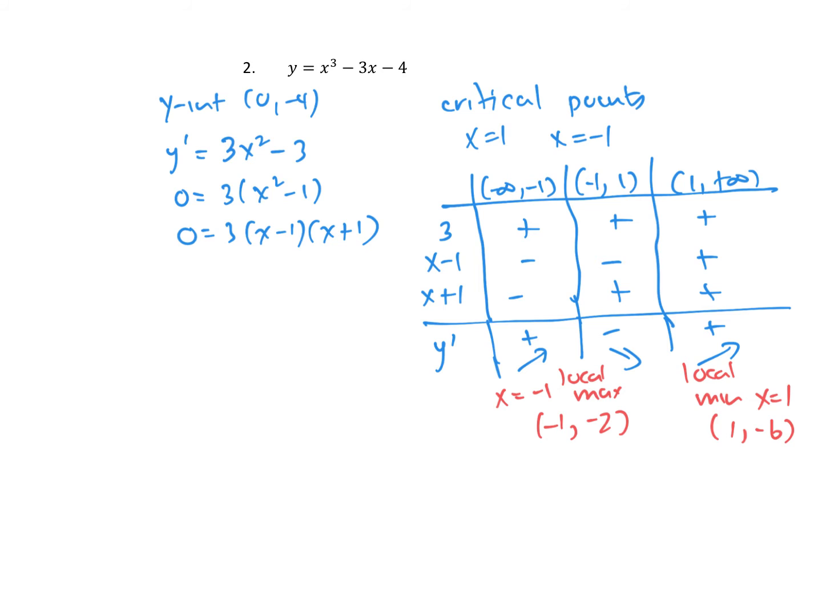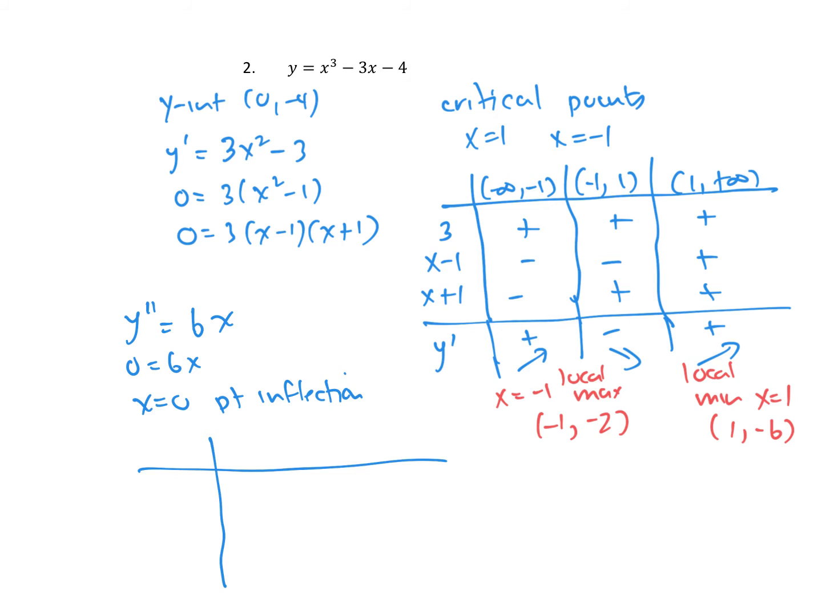Second thing I want to find is my second derivative, so we can look at concavity and any points of inflection. So we get 6x, set that equal to 0, x equals 0. So that is a possible point of inflection. So we'll do an interval table with that value.